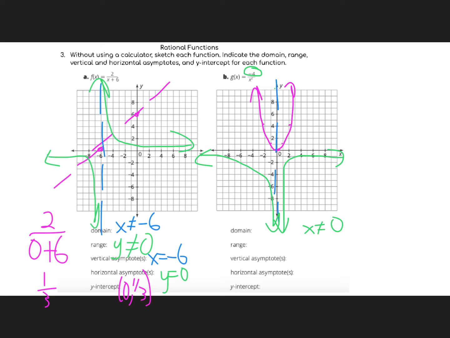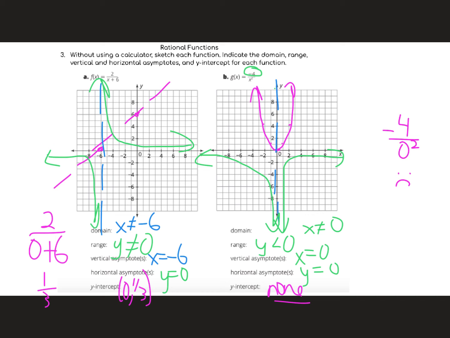So the domain is going to be x cannot be 0, because that's where we have our vertical asymptote. The range here, you got to be careful. The range is actually y is less than 0, because I can't cross that x-axis. Vertical asymptote we already established was x equals 0. Horizontal asymptote is once again y equals 0. And then the y-intercept. So the y-intercept, we plug in 0 for x. Oh wait, we can't. So there isn't one. So none.